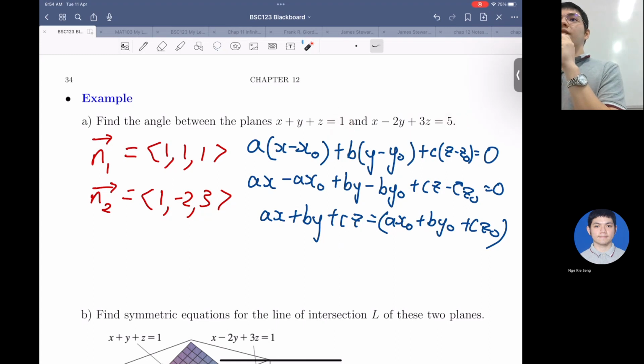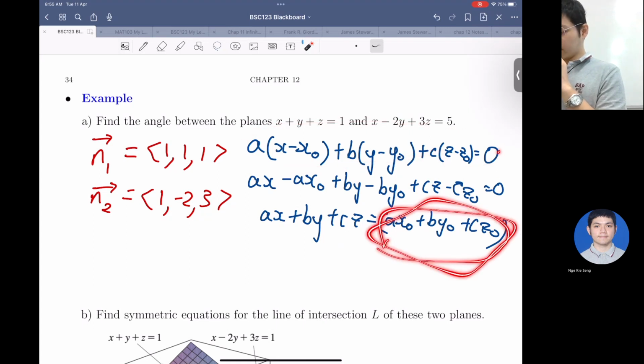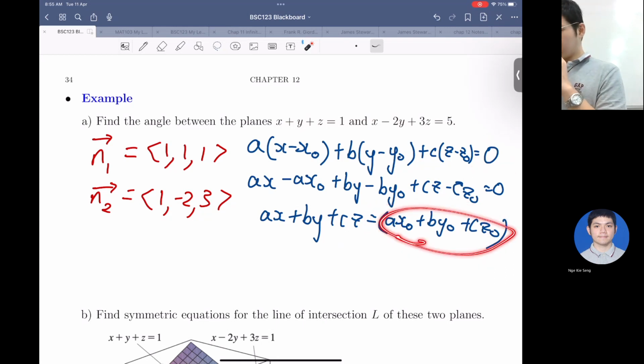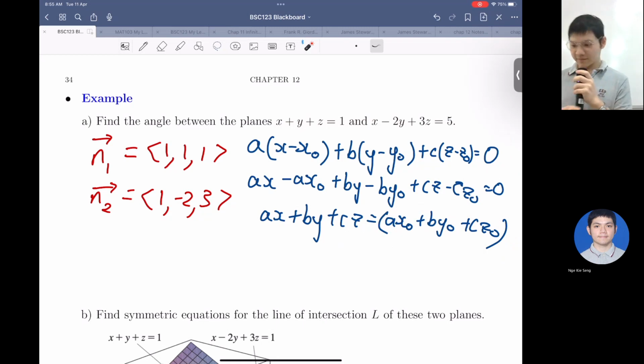So meaning, if this is not 0, then this plane is not centered at the origin. So if it is not 0, then this plane doesn't contain the origin. Doesn't pass through the origin. If it passes through the origin, this part will be equal to 0. I mean, not this part, but this part here. If it is not 0, then it doesn't pass through the origin. Okay, good.